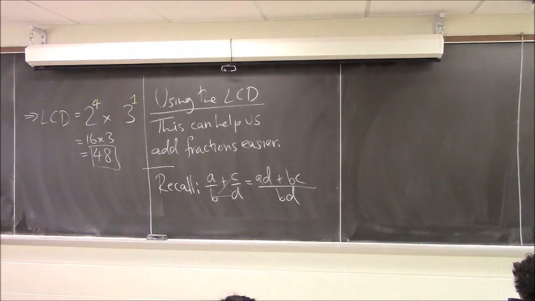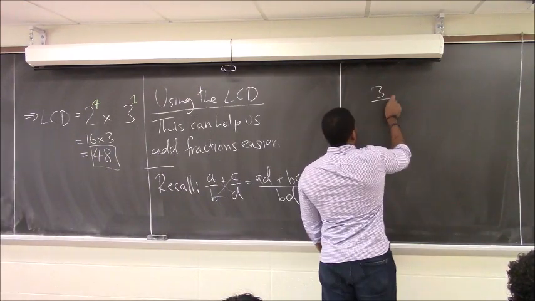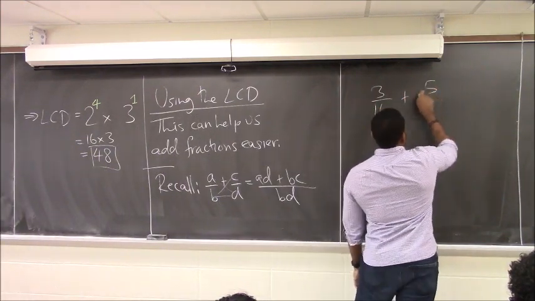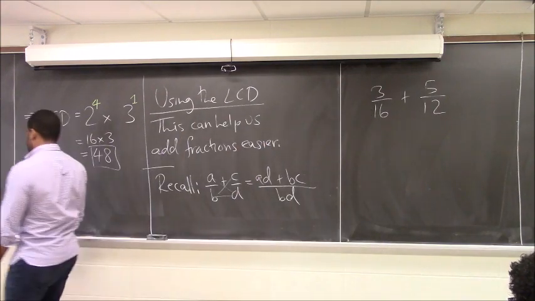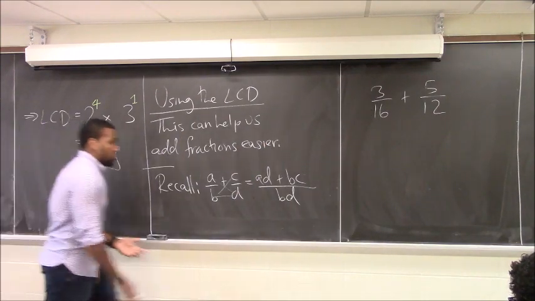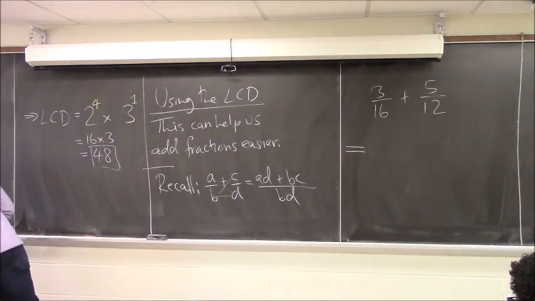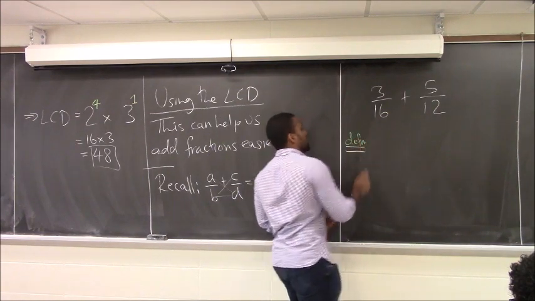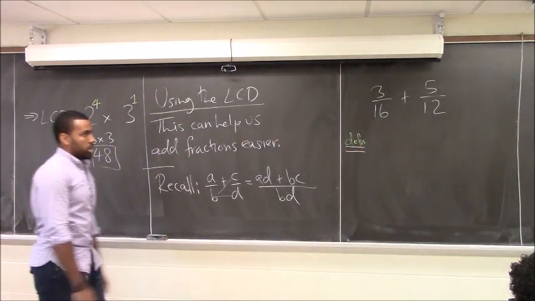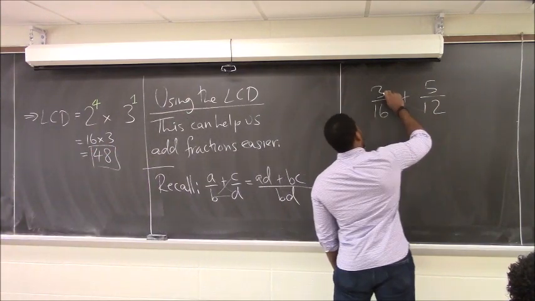So let's do an example. 3 over 16 plus 5 over 12. I want to add these two fractions. Now, I can strictly go by the definition that I mentioned yesterday. At the moment, I'm not worried about the LCD. But by the definition from yesterday, what I can do is I can multiply this by this.